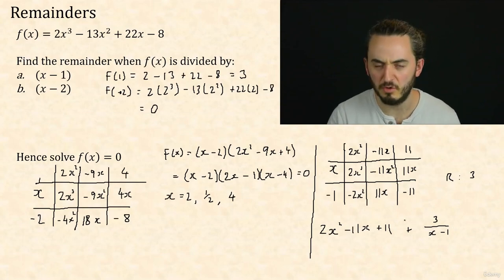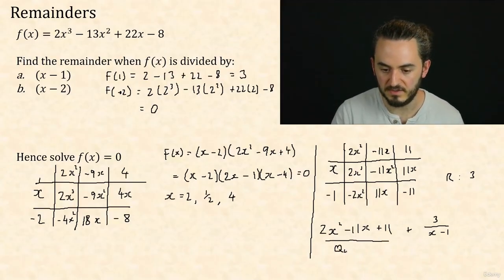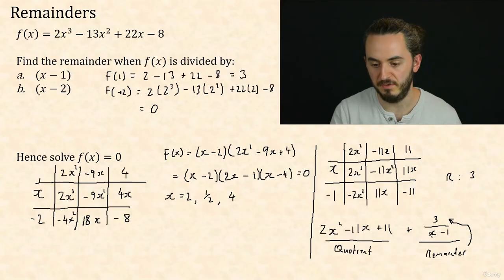This comes up a lot more in year 13, by the way, so we will get to that in time. And just a reminder of the terminology, this bit here is called the quotient, and this bit here, well, really the 3 on top is the remainder. So it's that bit there, which is the remainder, and that's the divisor.